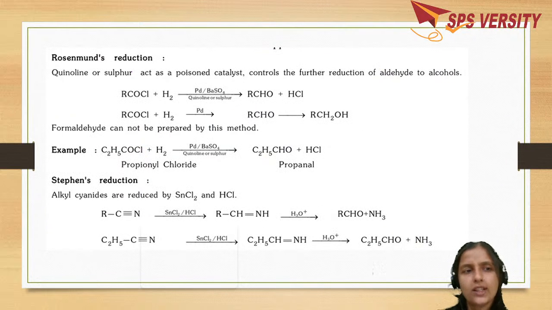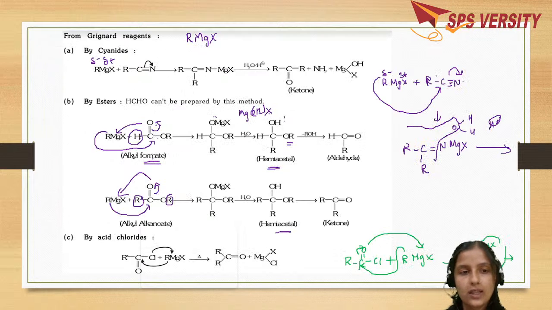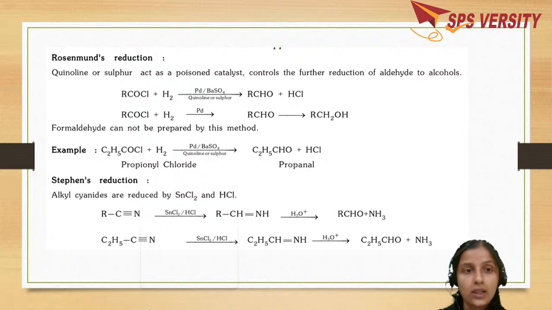Then we have a famous reaction over here, which is called the Rosenmund reduction, where the acid chloride, if you see the previous slide, acid chlorides are treated with alkyl magnesium halides. That's the Grignard reagent. You got the ketone. But here, when you take the acid chloride, that's RCOCl, when it is reduced in the presence of palladium over barium sulfate, then this won't be further reduced.